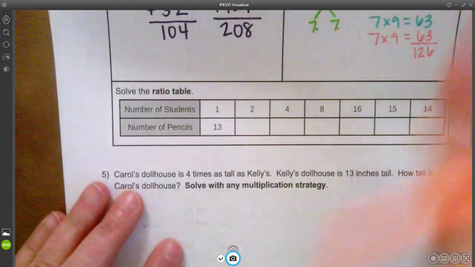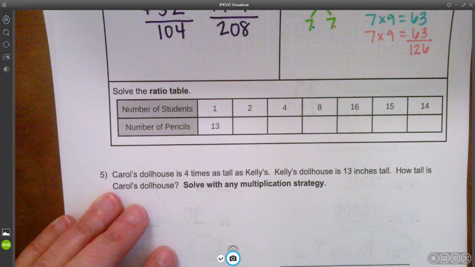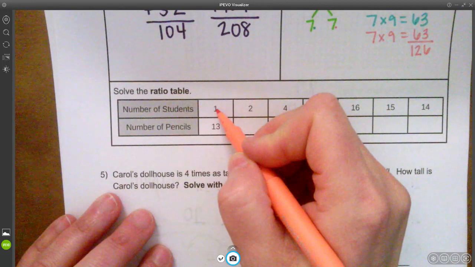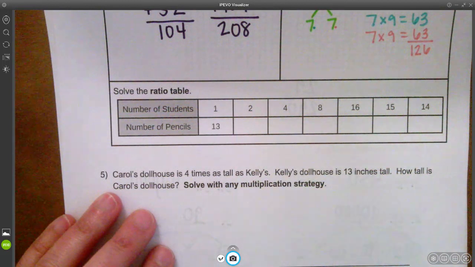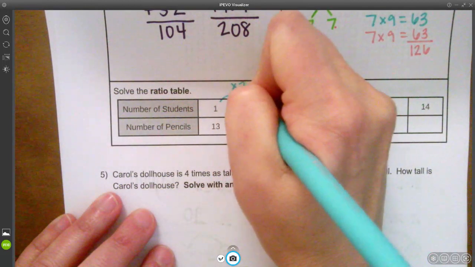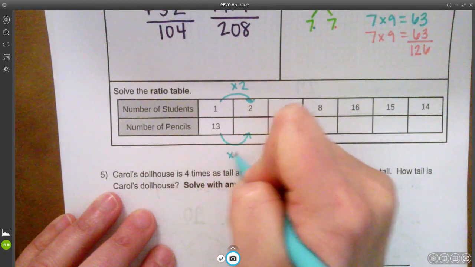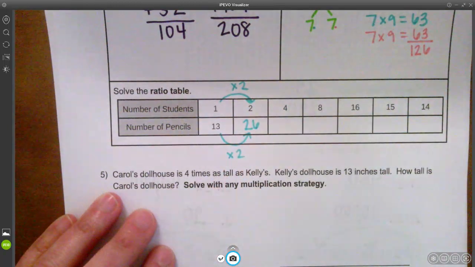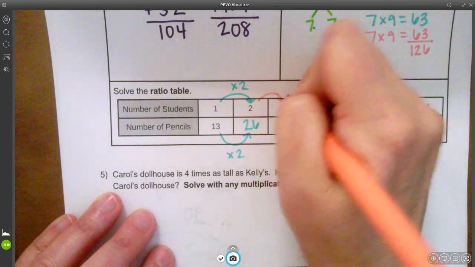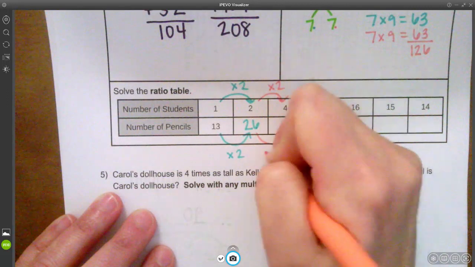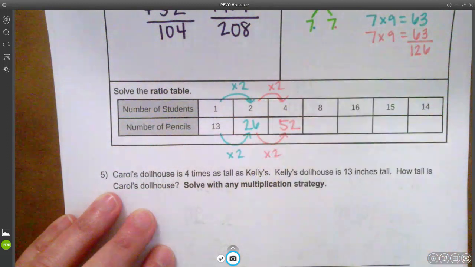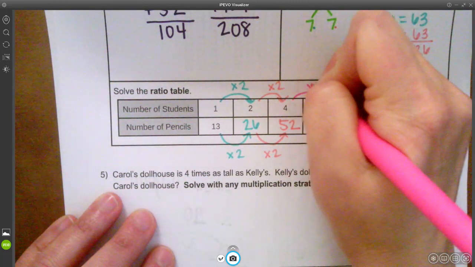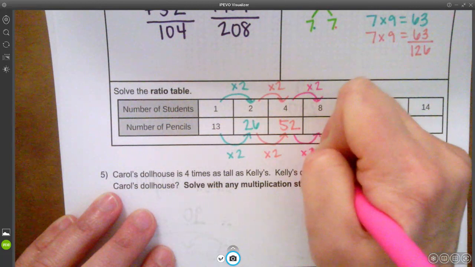All right, the ratio table. I would say the most important number is the number 13 because every student has 13 pencils. But I might use some of my ratio table kind of tricks for this. If you double the amount of students, you better double the number of pencils. And if I double 26, I get 52. If you double the number of students, you better double the number of pencils.